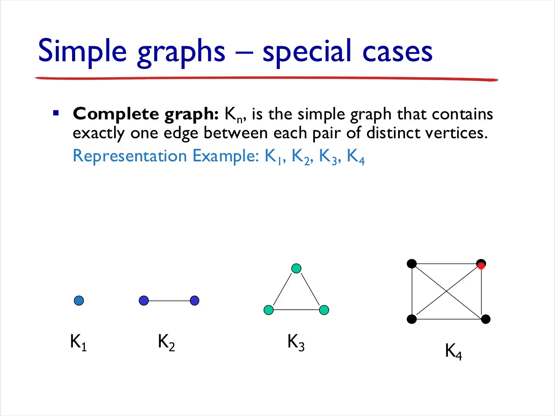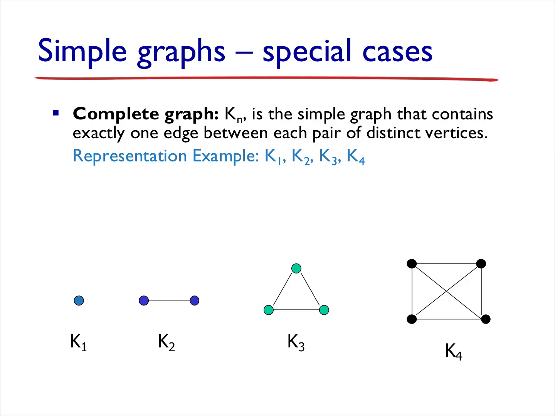Similarly, for four, you have this pair, this pair, this pair, this pair, and you can also take this with this, and you have a connection. You can take this with this, you have a connection. Any other distinct pair that you can make? No. For all the distinct pairs of vertices, you have an edge. So this is called a complete graph.